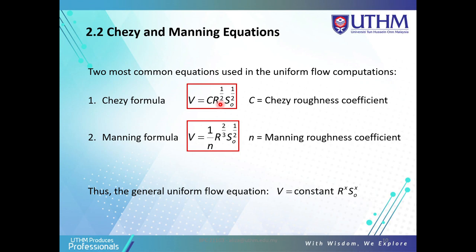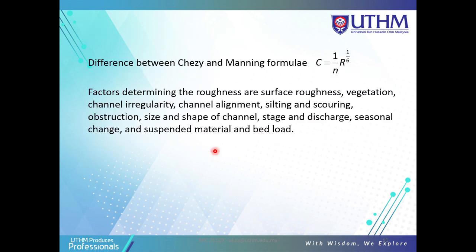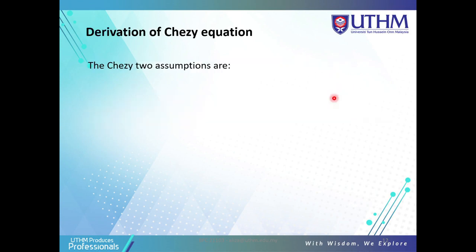So that's the general uniform flow equation: V is equal to a constant, and the constant is actually the roughness coefficient, the Chezy roughness coefficient and the Manning roughness coefficient. The difference between the Chezy and Manning formulas is just that C is equal to 1 over n times R to the power 1 over 6. So this is the difference between the Chezy and Manning formulas.